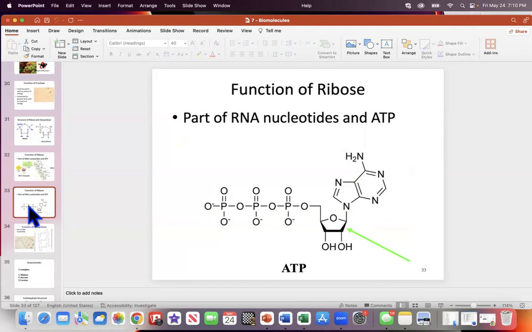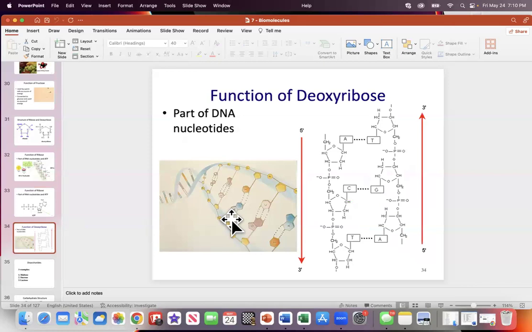Another one is ATP. So in ATP, this sugar is also ribose. You find they have OH, so that's a ribose. ATP is the direct energy source for every living cell. Every living cell just takes ATP and cuts the phosphate group. This covalent bond, when the bond is broken, releases energy. So the energy can be used by the living cell. Every living cell uses ATP as the energy source. And ribose is used in ATP, used in RNA, and deoxyribose is used in DNA.